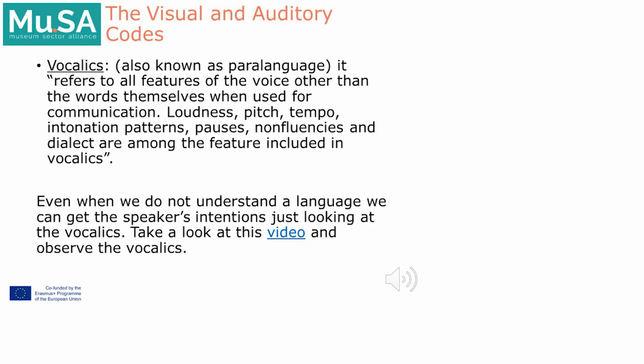Vocalics, also known as paralanguage, refers to all features of the voice other than the words themselves, when used for communication. Loudness, pitch, tempo, intonation patterns, pauses, nonfluencies, and dialect are among the features included in vocalics. Even when we do not understand a language, we can get the speaker's intentions just by looking at the vocalics. Take a look at this video and observe the vocalics.